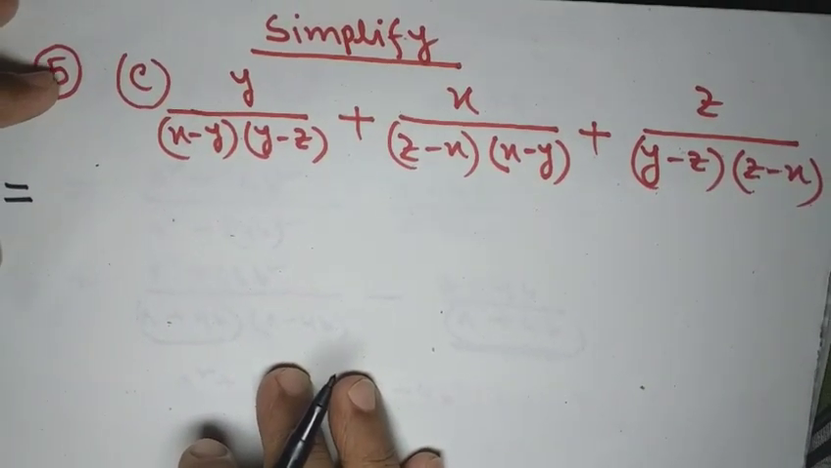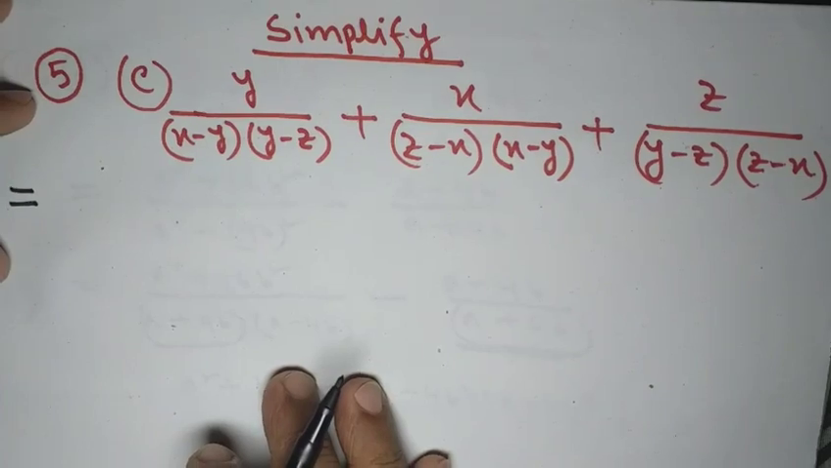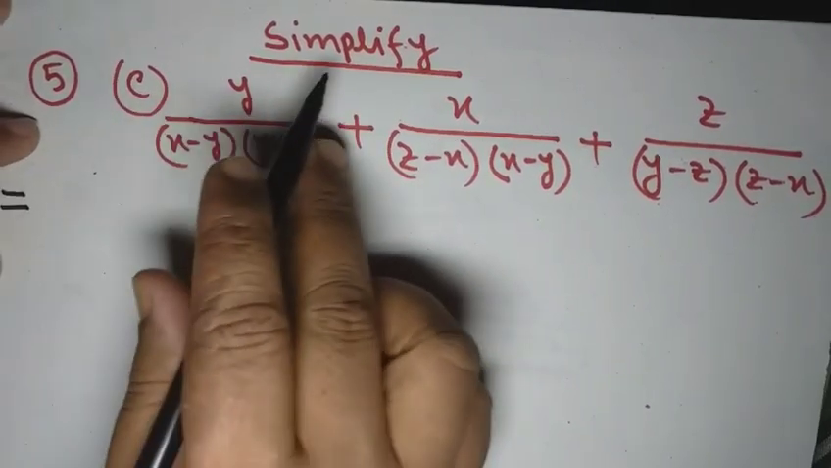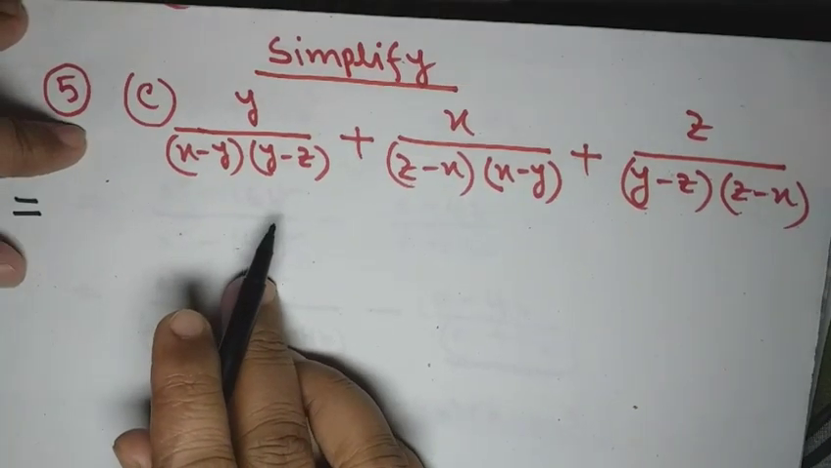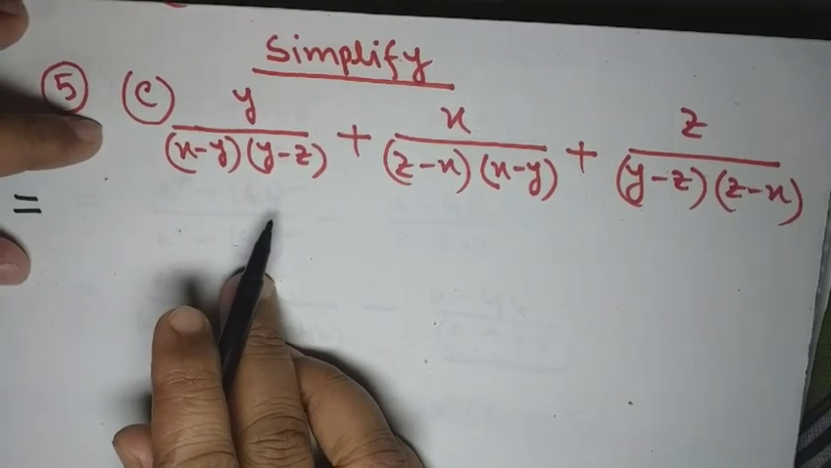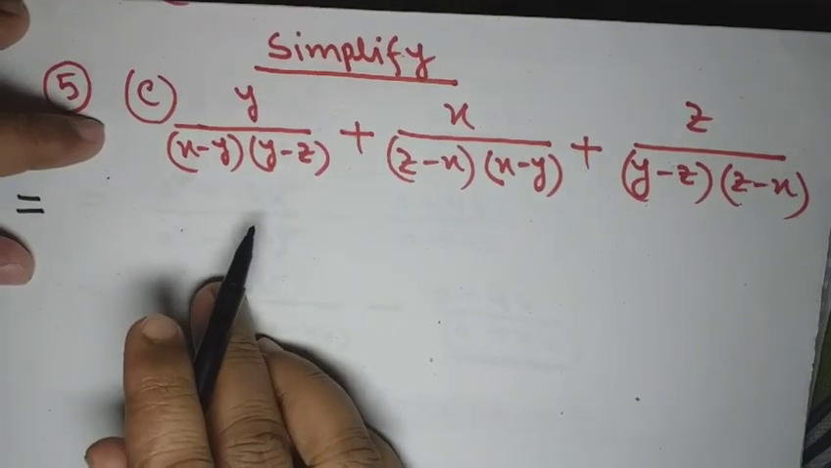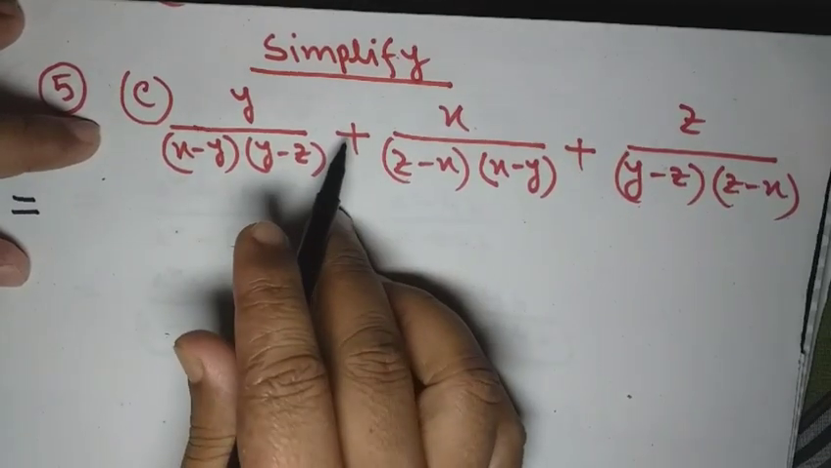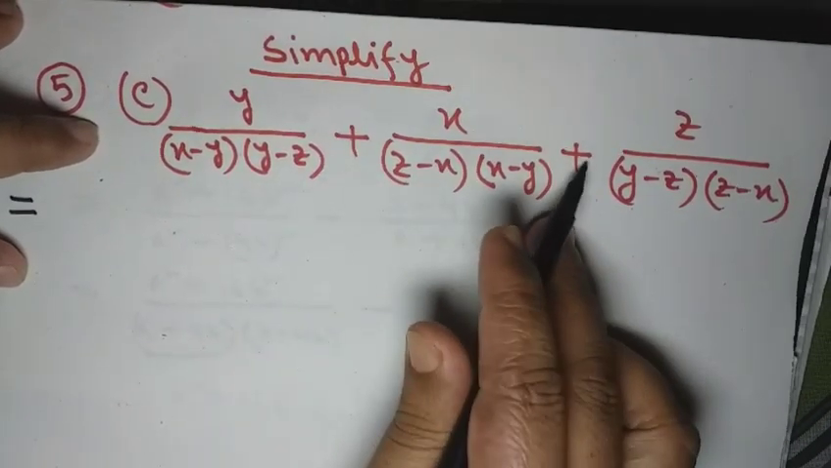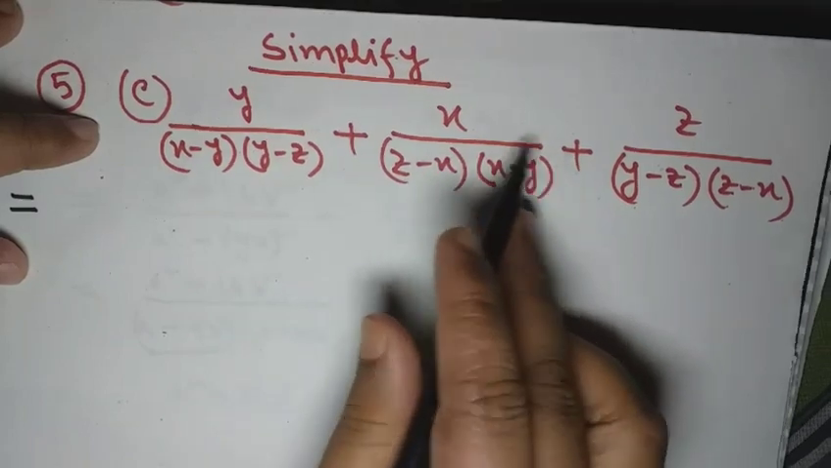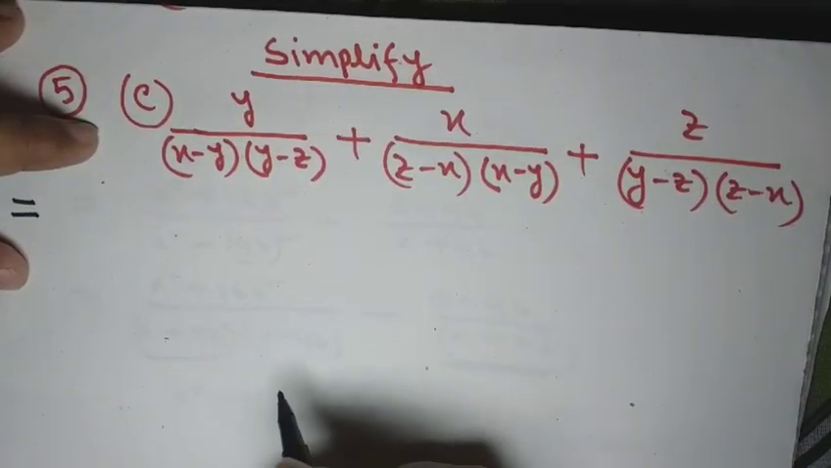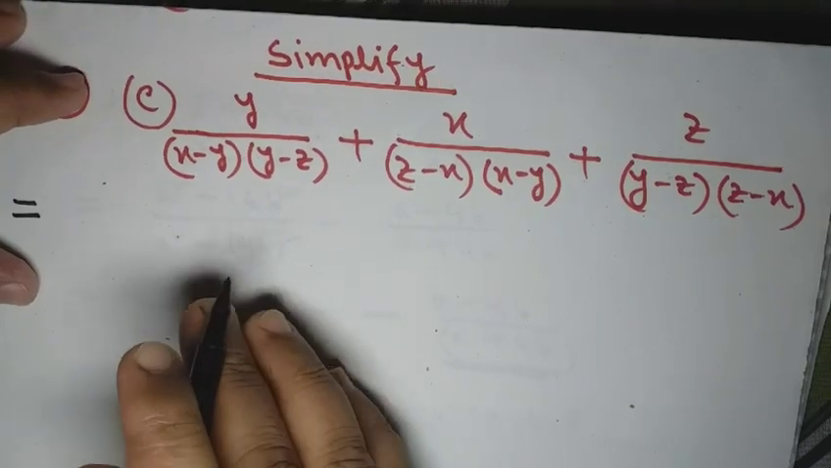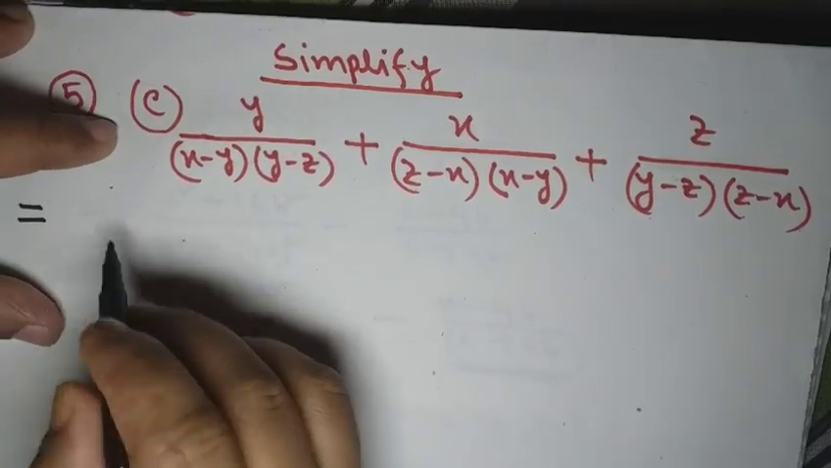Okay student, now we will solve simplification 5C from your textbook. So simplification means addition and subtraction mixed. We can see here plus sign, it may be plus minus or minus plus or all minus sign or all plus sign, it may be mixed. Okay, so first we will do the LCM.